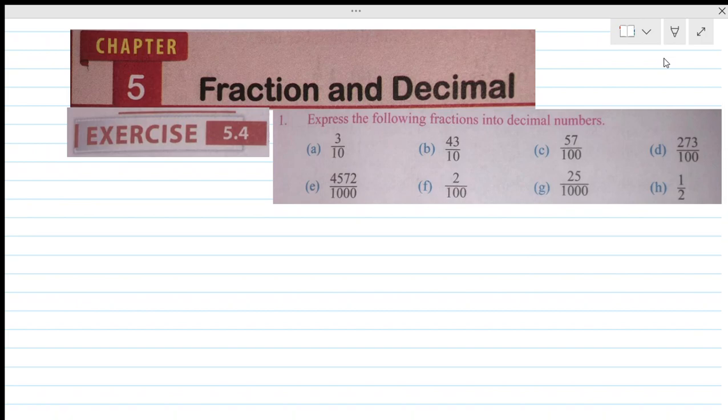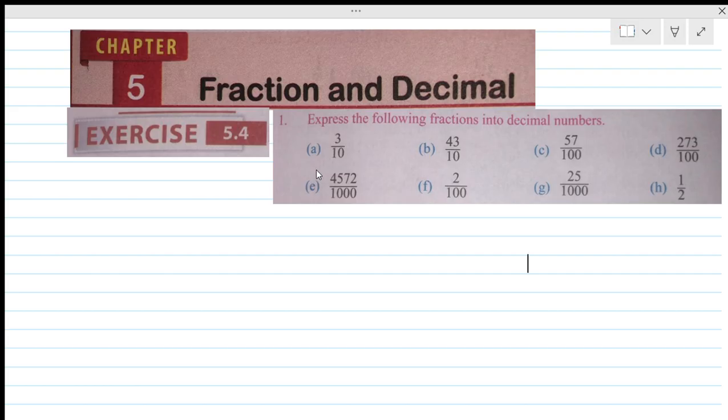Namaste all dear viewers. I'm going to explain the questions and answers of Exercise 5.4 relating to the topic fraction and decimal from grade 7 compulsory mathematics. Before we start, we have to know how we can convert a given fraction into decimal, and in what conditions or categories we can convert them.